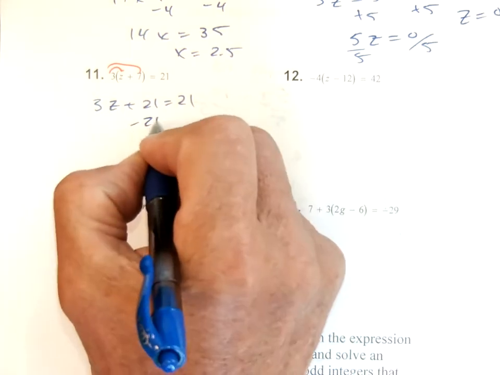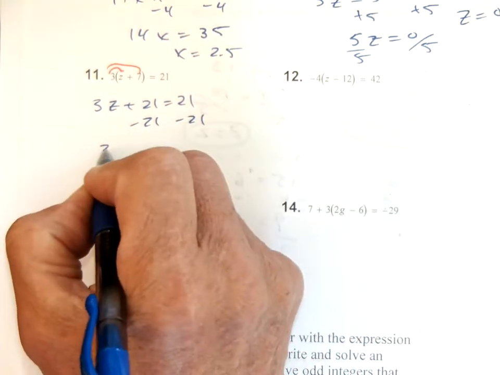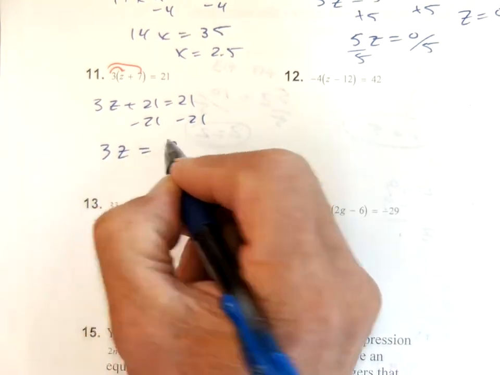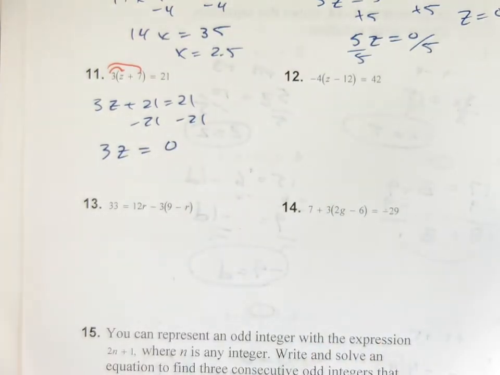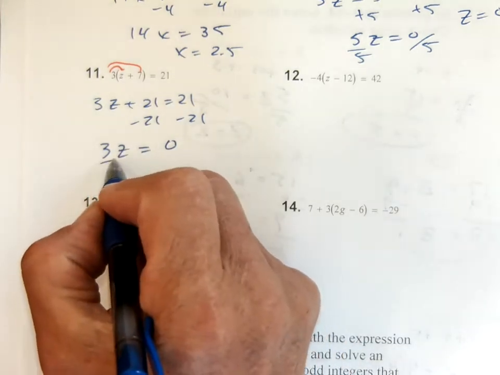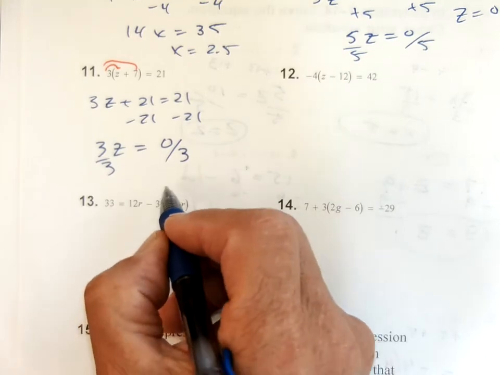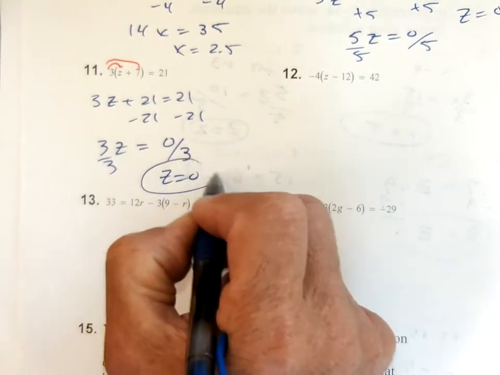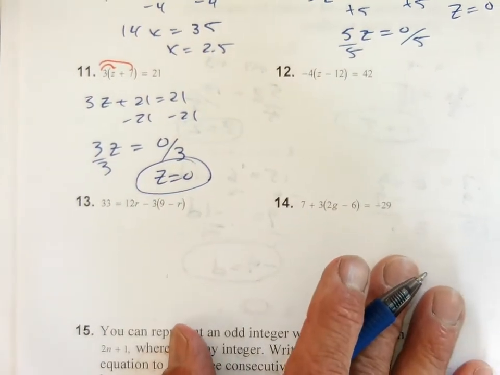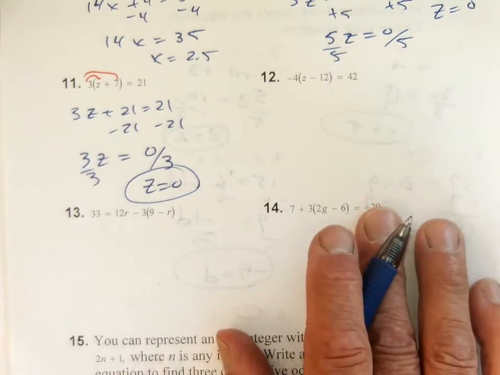So, minus 21, 3z equals 0. Divide by 3, 0 divided by 3. 0 divided by anything is 0. Okay. Thumbs up on that one? Let me see. Okay, good.